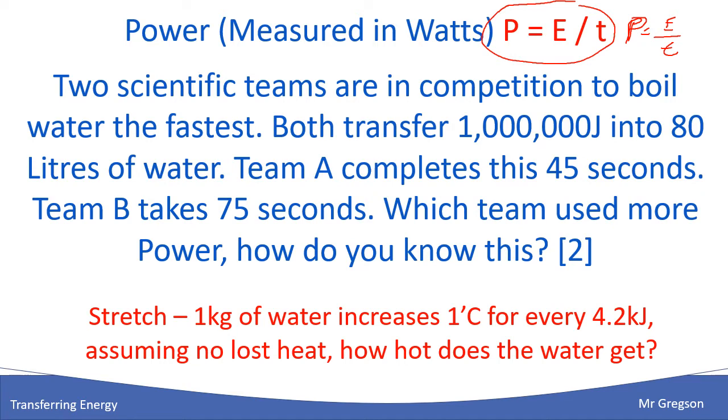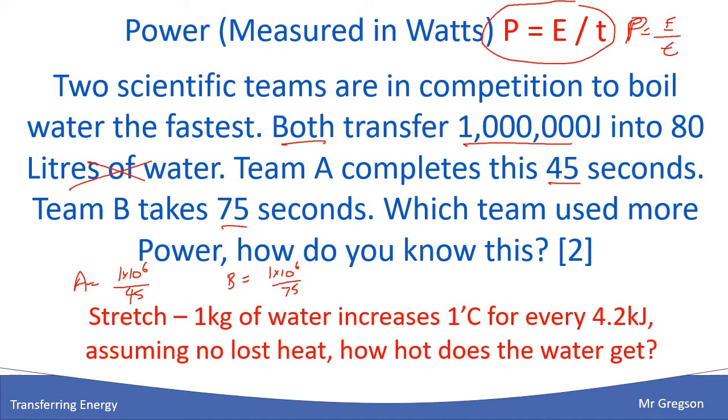Okay, so if you're back with us, the first thing I've noticed is both teams have 1 million joules. The 80 litres of water is a bit of a red herring. We don't need to know anything about that yet, so let's put a cross through that. We can use that later. So what we're really interested in is the power, so the time. So team A has 1 times 10 to the power of 6 joules divided by 45, and team B has the same amount of energy, 10 to the power of 6 divided by 75 seconds.